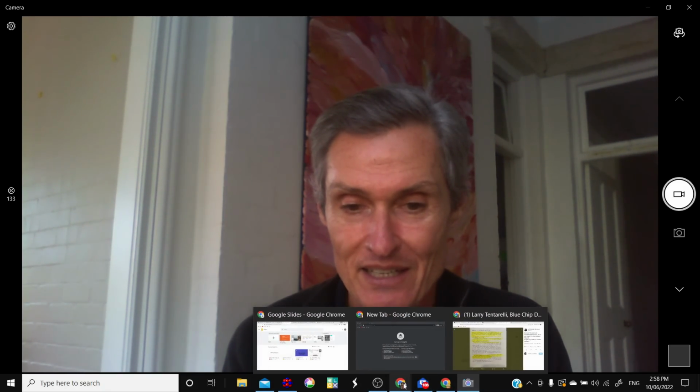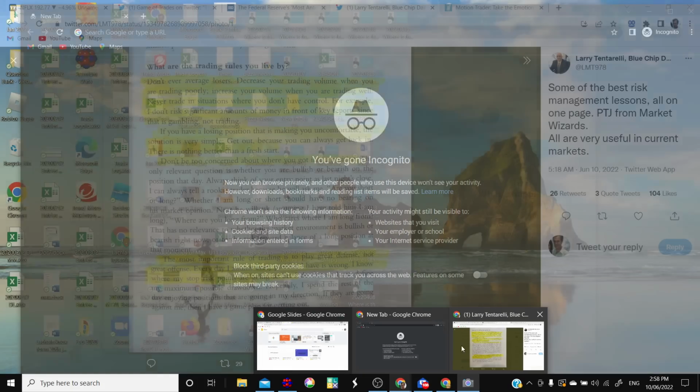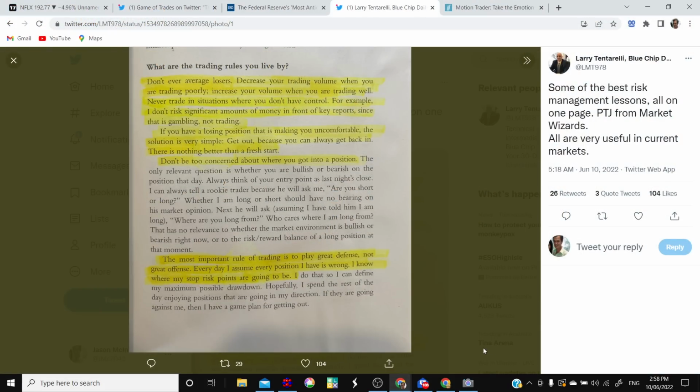So let's get back to what I was saying about these quotes. Let me find my way back. Here we go. All right. So I won't read the whole thing. I'm just going to read just two lines in particular. You can just pause this and read the rest yourself. Better still, get the book. So from the beginning: don't ever average losers. Decrease your trading volume when you're trading poorly. Increase your volume when you're trading well.